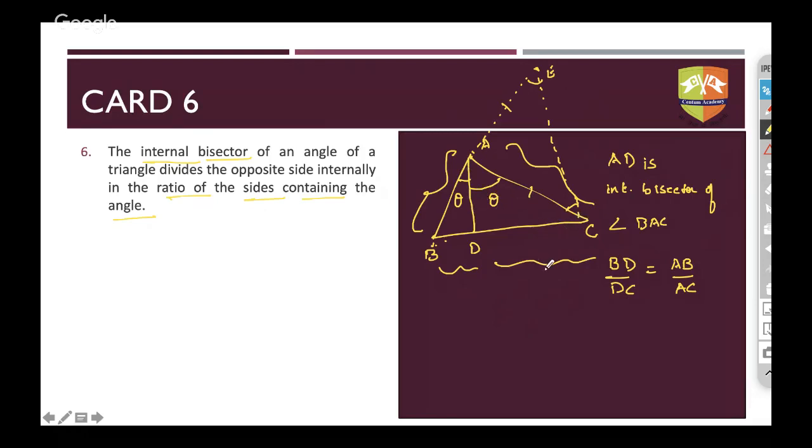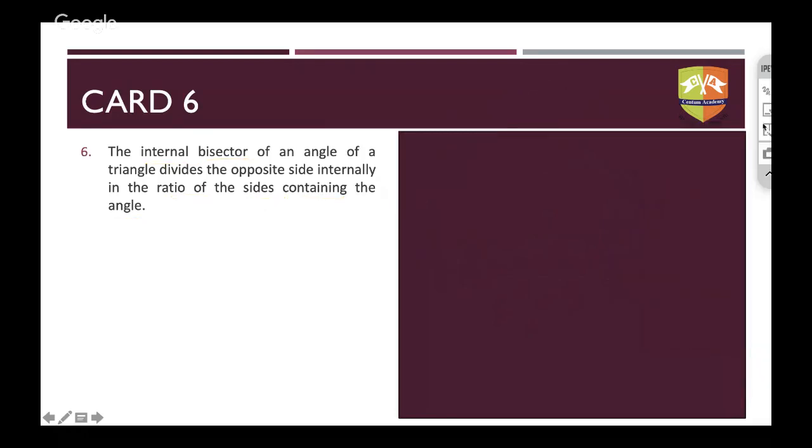So again, since this is a revision class, I will not go into the basics of it. You can always revise through the text which we have already discussed in the class. So I'll just skip these proofs. So let's go to the next proof, or next theorem.